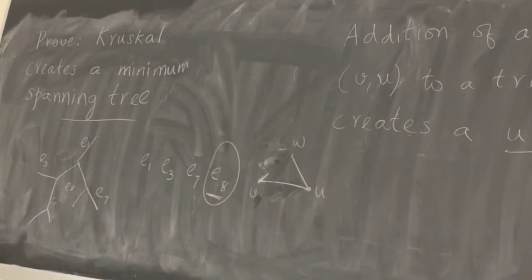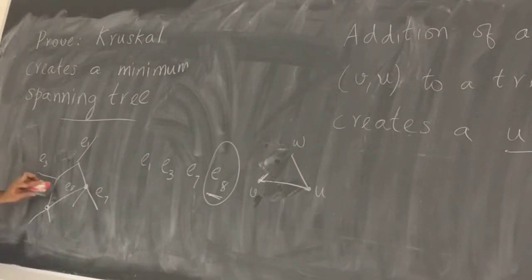Kruskal decided to add E8, right? At that point, these two points were not connected, right? Because only when the two vertices are not connected, it's going to add that, right? So therefore, what you can do is you can add this edge E8, right? And there must at least be one edge along the path from here to here that wasn't there when E8 was added by Kruskal's algorithm.